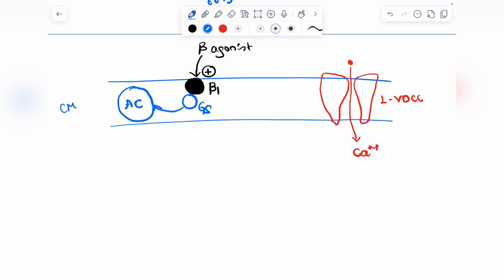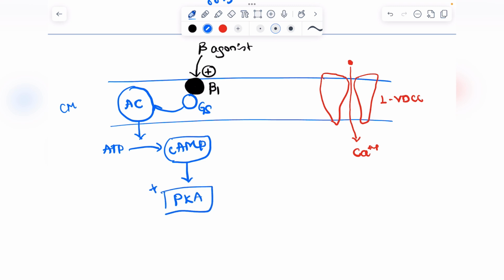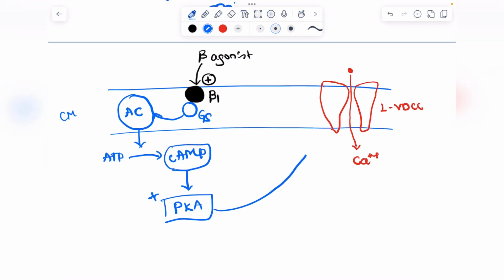What does adenylate cyclase do? Adenylate cyclase, that is AC, will convert ATP into cyclic AMP. Cyclic AMP is very important because it acts as a secondary messenger. Cyclic AMP will then activate protein kinase A, and this protein kinase A will go and phosphorylate these calcium channels, activating them and allowing the entry of more calcium.